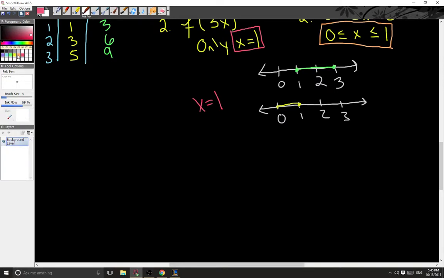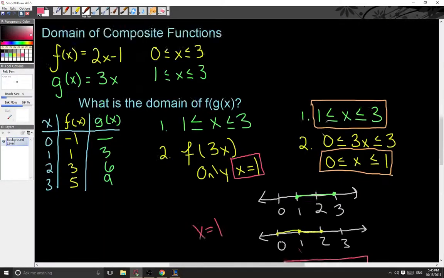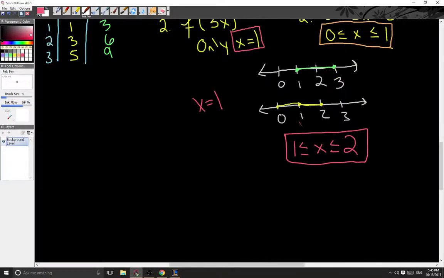So say, for example, let's just take this example, but let's say for some reason this set was all the way to 2 instead of just 1. So now we have an overlap between 1 and 2, and so this would be our domain, all the numbers between 1 and 2. And obviously that's not true for this case, but it's just an aside. If for some reason these were the two sets we had gotten out of our two rules, then this would have been our domain.